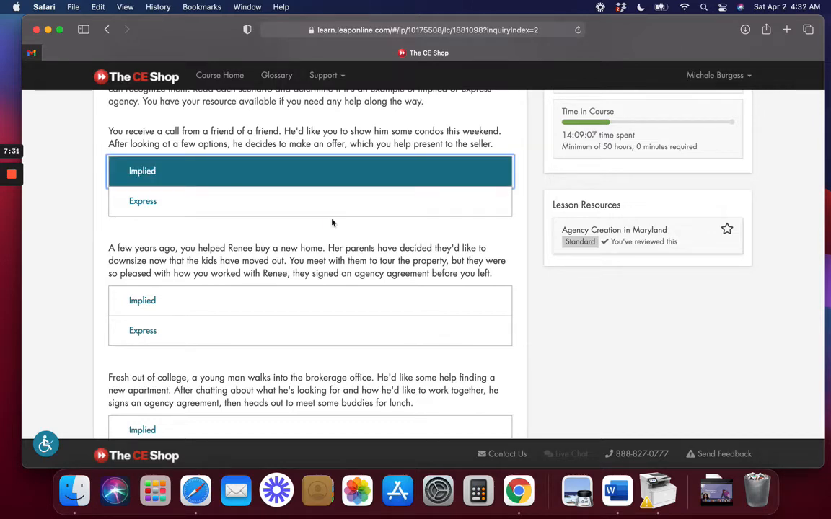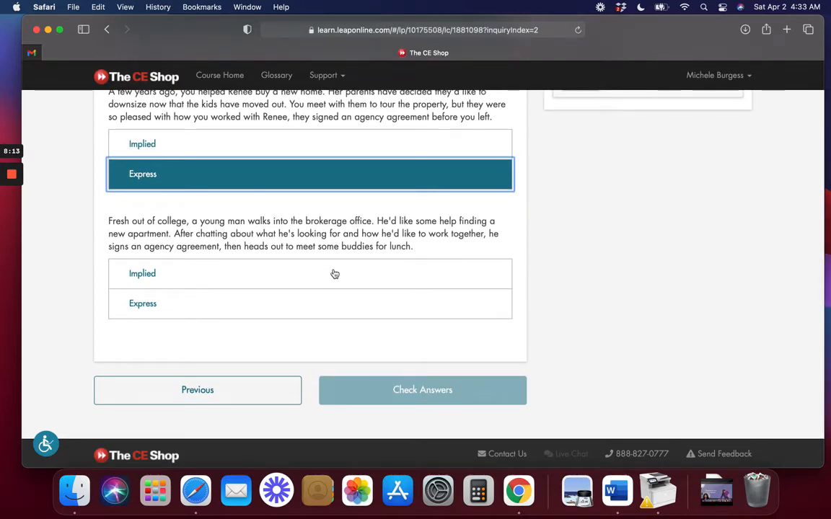A few years ago, you helped Renee buy a new house. Her parents have decided they'd like to downsize now that the kids have moved out. You meet with them to tour the property, but they are so pleased with how you worked with Renee, they signed an agency agreement before you left. Okay, let's read this again. A few years ago, you helped Renee buy a new house, and her parents decided they would like to downsize now that their kids have moved on. You meet them to tour the property, and they are so pleased with how you worked with Renee, they signed an agency agreement. So I would say this is express.